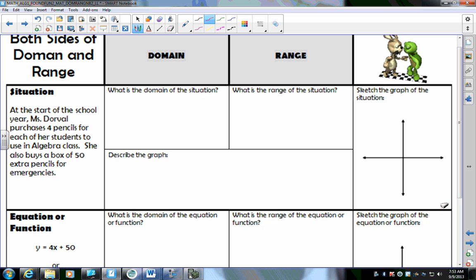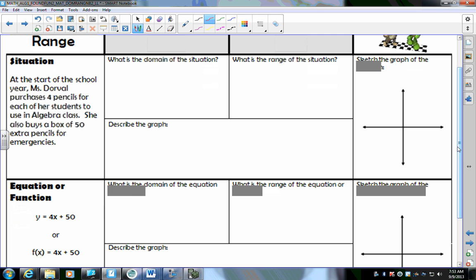So it's asking you to write the domain and the range of the situation and describe what the graph would look like. And then down at the bottom, it gives you just the equation. And what does that equation look like compared to the situation?